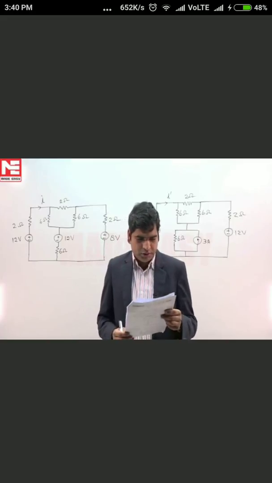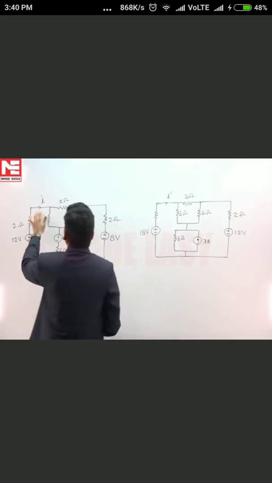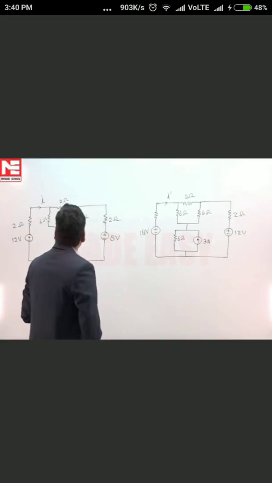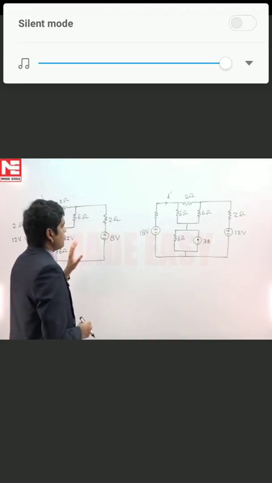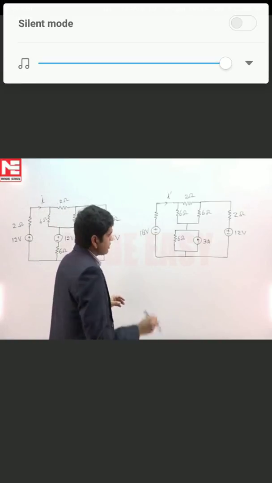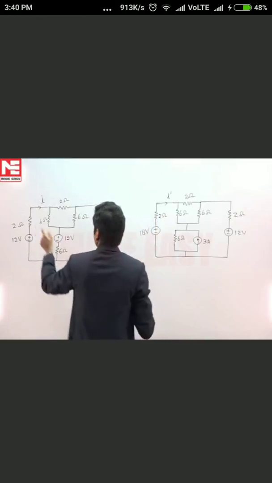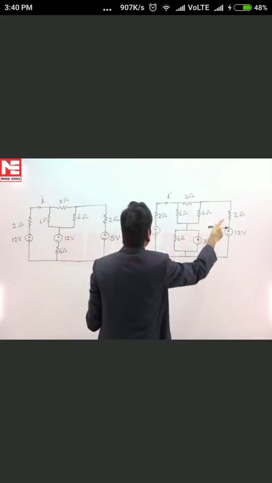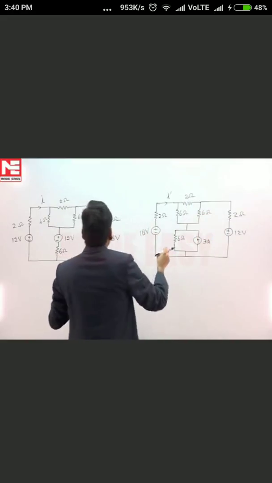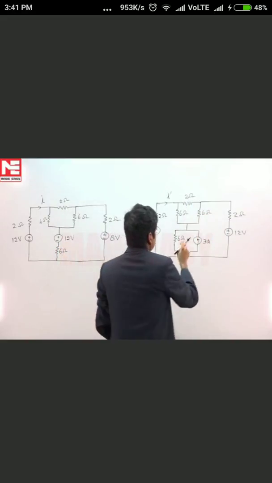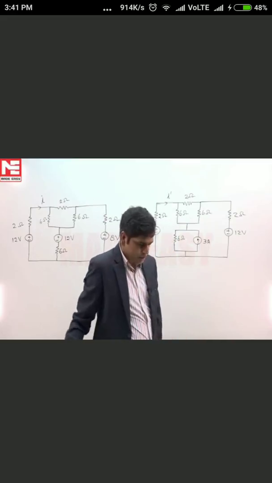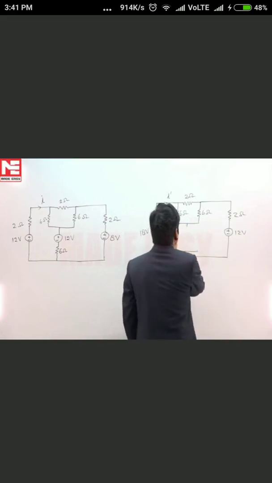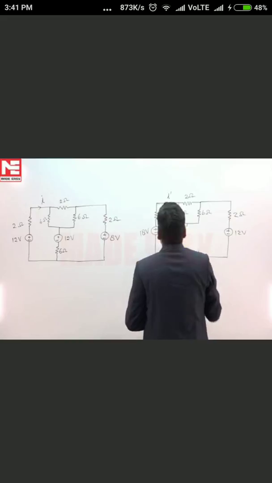In this question, we have to calculate the relation between the current I and I dash. If we see, almost both of the networks are same, this resistance is also 2 ohm. So this is 2, 2, 6 ohm, 6 ohm, and 2 ohm. This is also 2 ohm. Here it is voltage source and resistance, here it is current source and resistance. So we can convert this also.